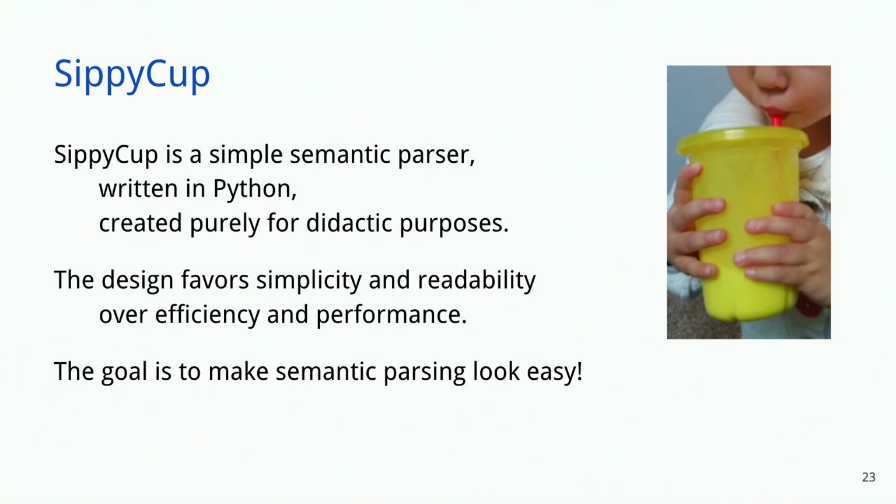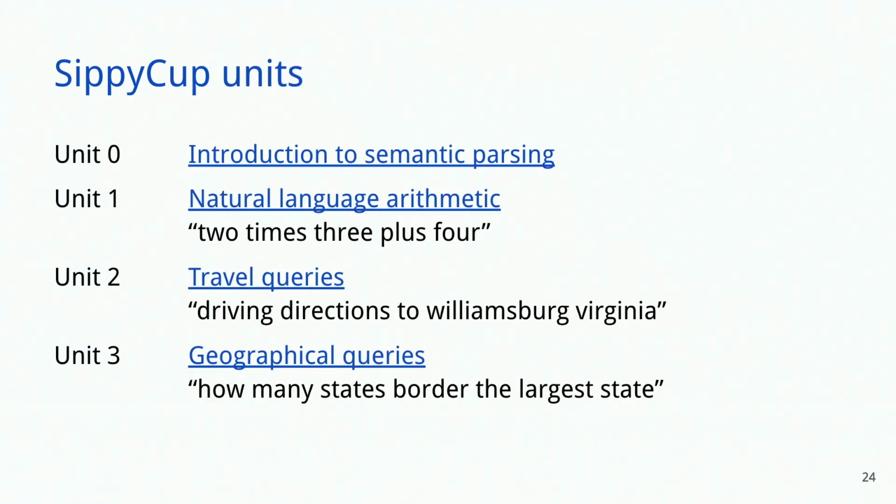Okay, so to illustrate the central ideas of semantic parsing, we've created a simple semantic parser called Sippycup. Although it's designed for simplicity and readability, it uses methods that are commonly used at Google and Apple for semantic interpretation of user queries. And we produced a series of 4 codebooks that introduce Sippycup. Unit 0 is a high-level overview of semantic parsing. And then the remaining units demonstrate the application of Sippycup to 3 different problem domains. Unit 1 focuses on the domain of natural language arithmetic. This is queries like 2 times 3 plus 4 as English words rather than mathematical symbols.